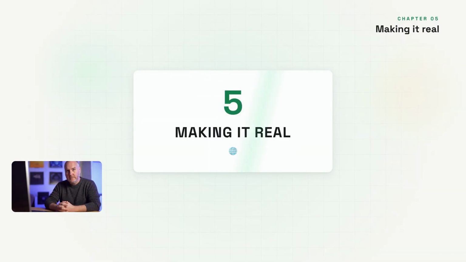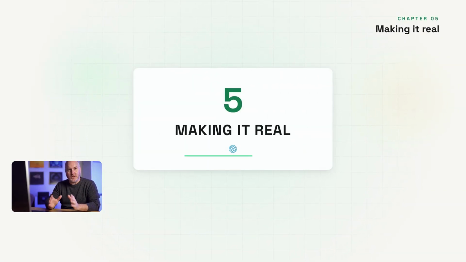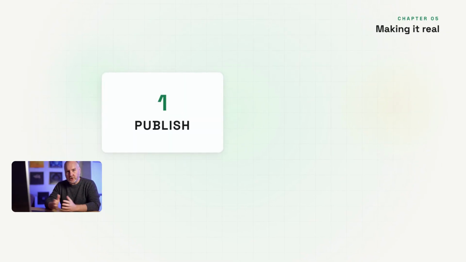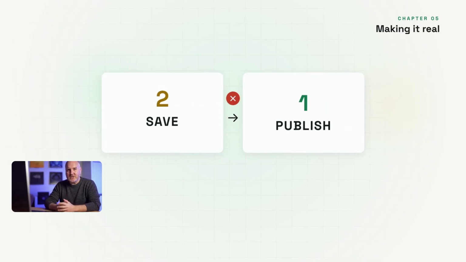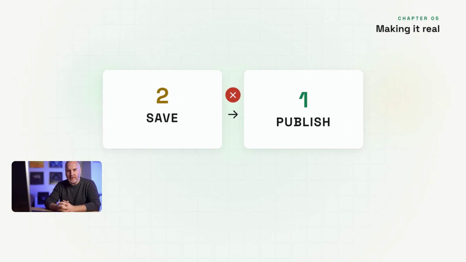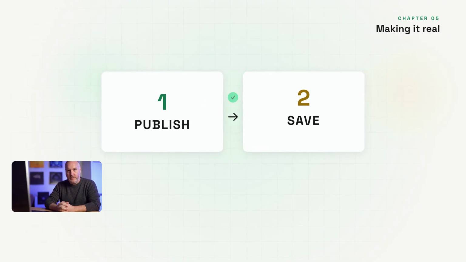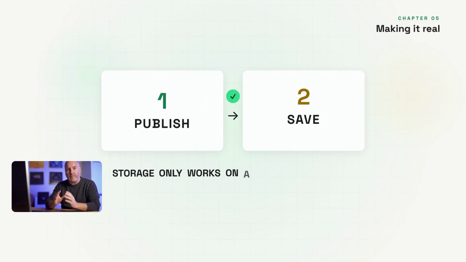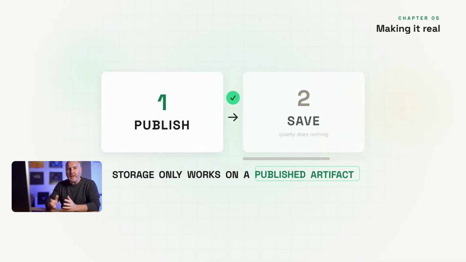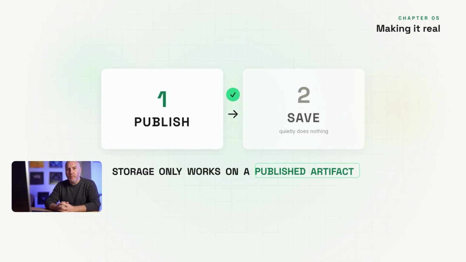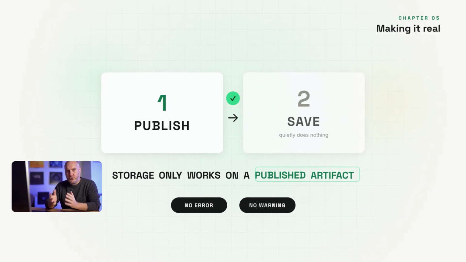5. Making it real. And the order here matters more than you'd expect. Publish first, then turn on saving. Do it backwards and nothing saves, and you'll spend an hour convinced it's broken. Here's the actual rule. Storage only works on a published artifact. Before you publish, saving quietly does nothing at all. No error, no warning, it just doesn't.